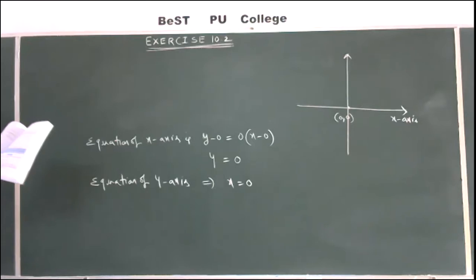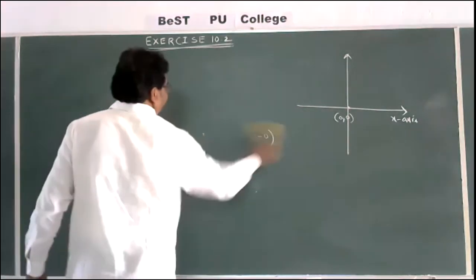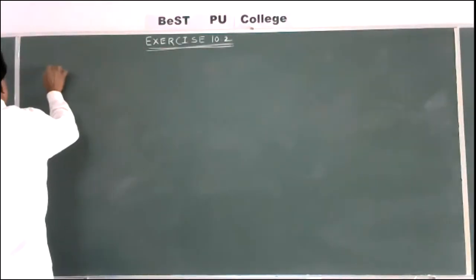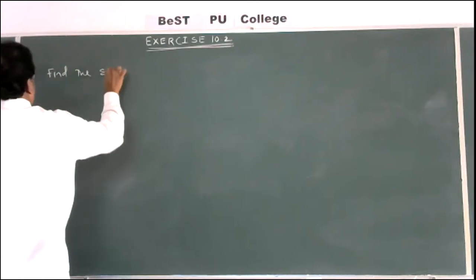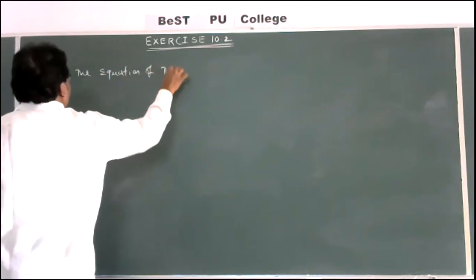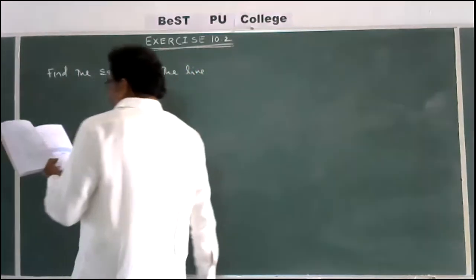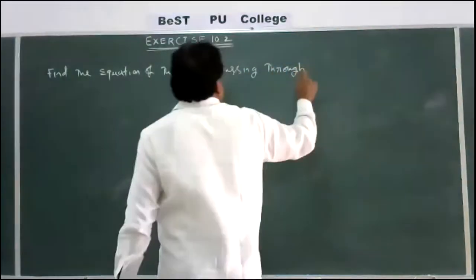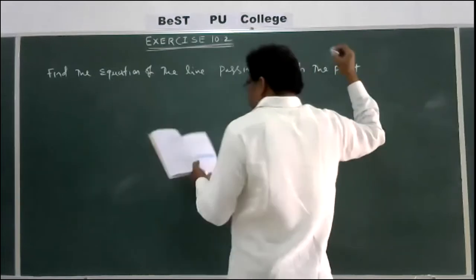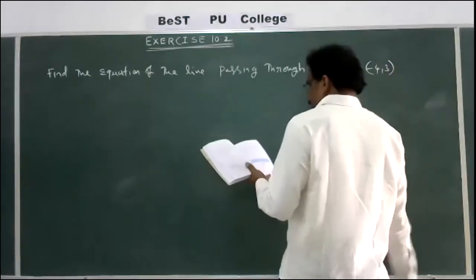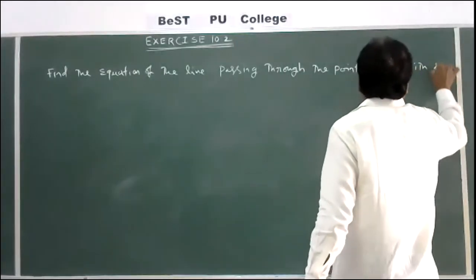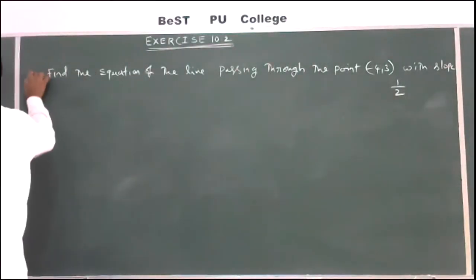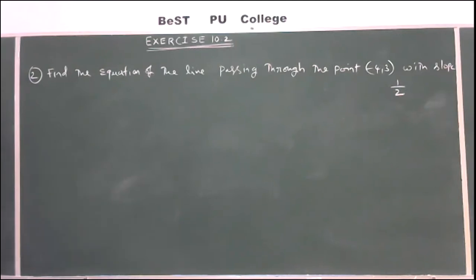Next, second problem. Find the equation of the line passing through the point -4 comma 3 with the slope 1 by 2.